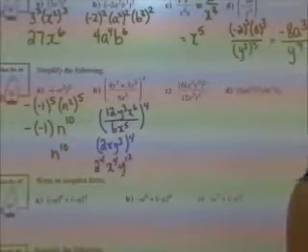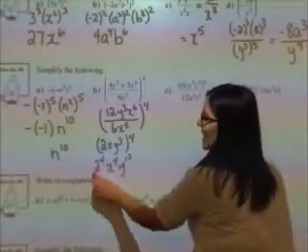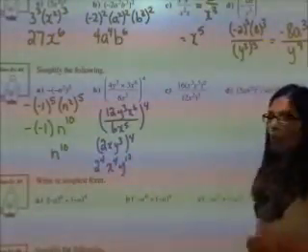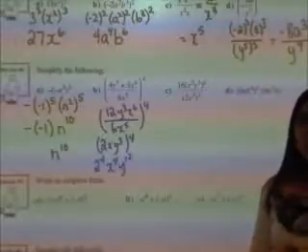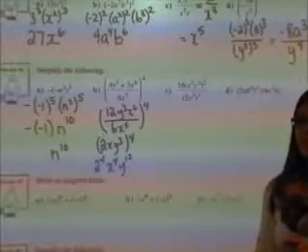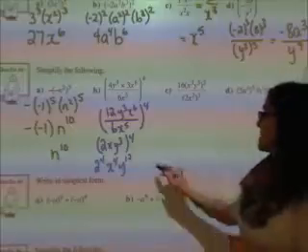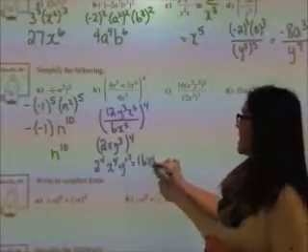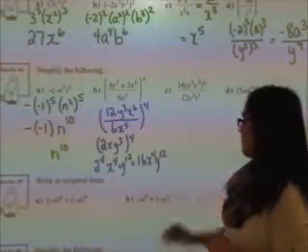The last thing that I want to do is check that my coefficient is simplified. In other words, can I evaluate, or tell me what the value of 2 to the power of 4 is? 16. So I get 16 x to the power of 4, y to the power of 12.